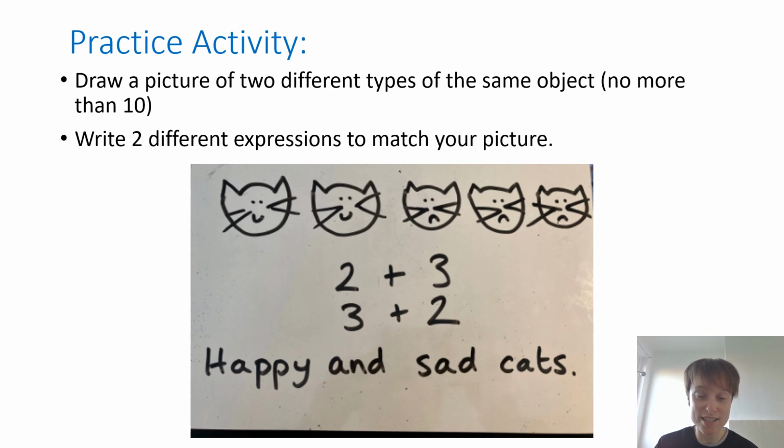Now I decided to draw some happy cats and some sad cats, but you can do something different, or you can do the same as me, I don't mind. So you can draw some red hats and some blue hats, or some orange cats and some black cats, or a picture of some purple sweets and some yellow sweets. It's up to you, as long as you're writing 2 expressions to match that one picture.